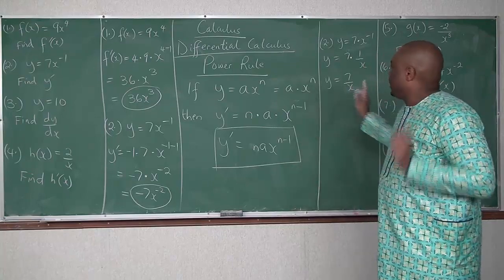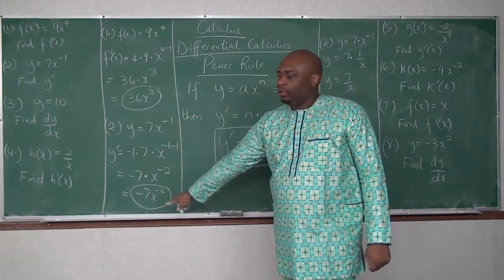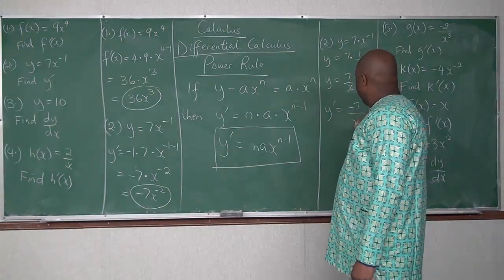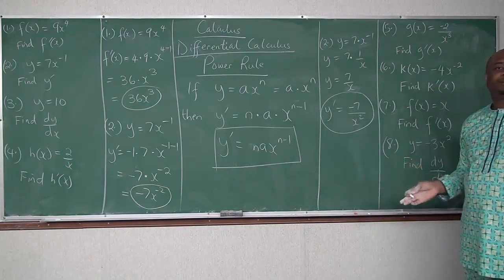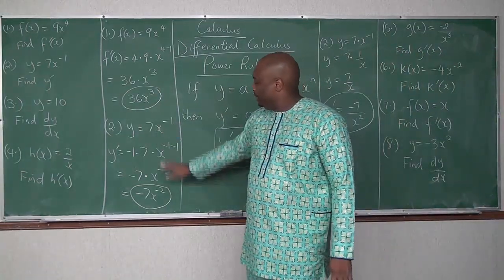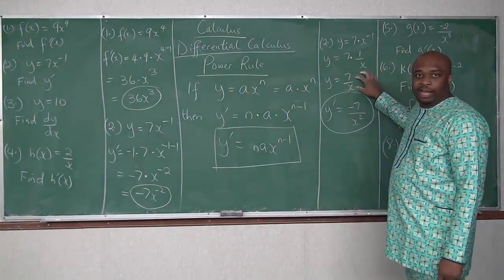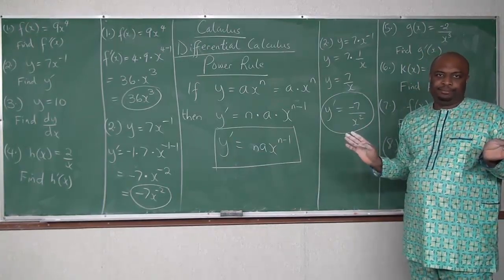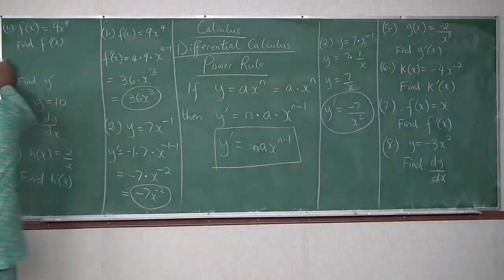If they give it to you in fraction like this, you don't leave it like this. No, you don't do that. You've got to leave it that this is negative 7 over x squared. That is the way you're going to leave it for them. They give it to you this way, with negative exponent, you leave it like negative exponent. They give it to you this way, fraction, you leave your answer as fraction. Please take note of that. It's very important.